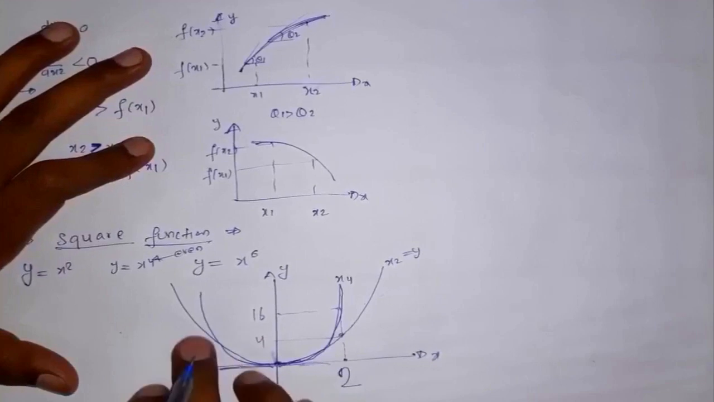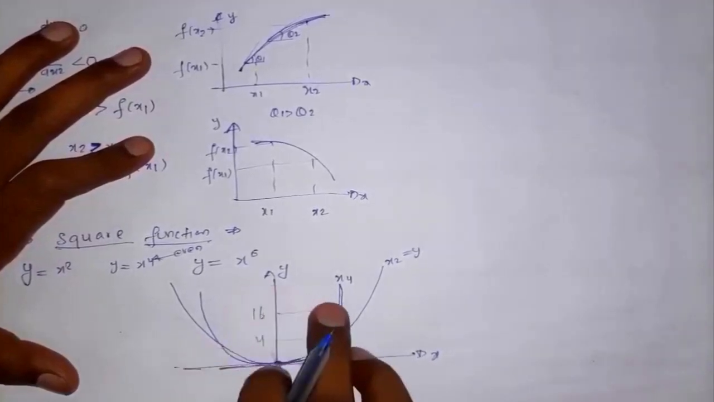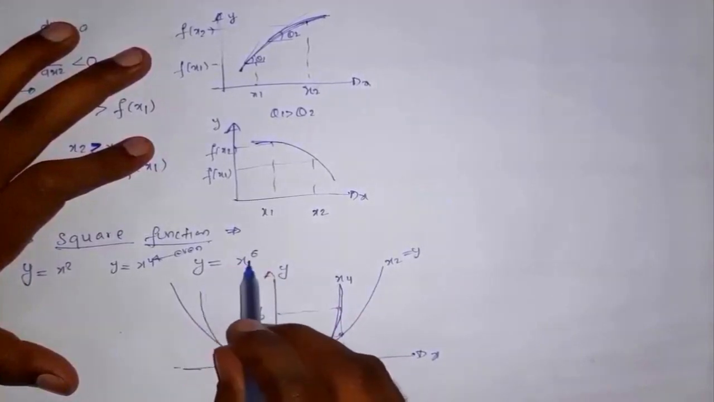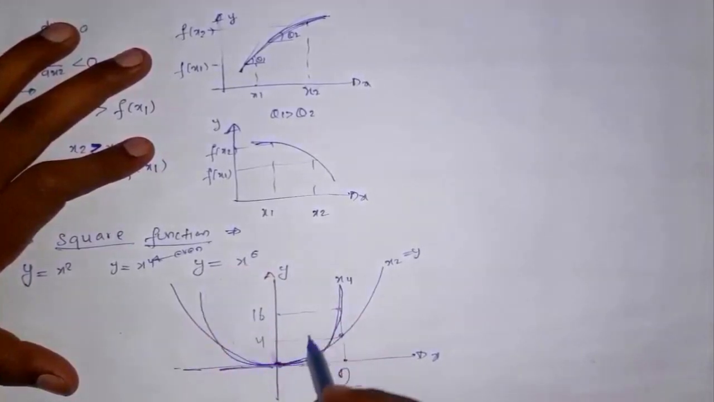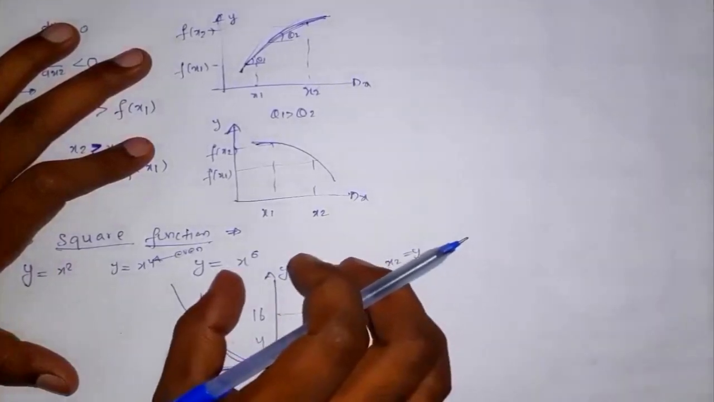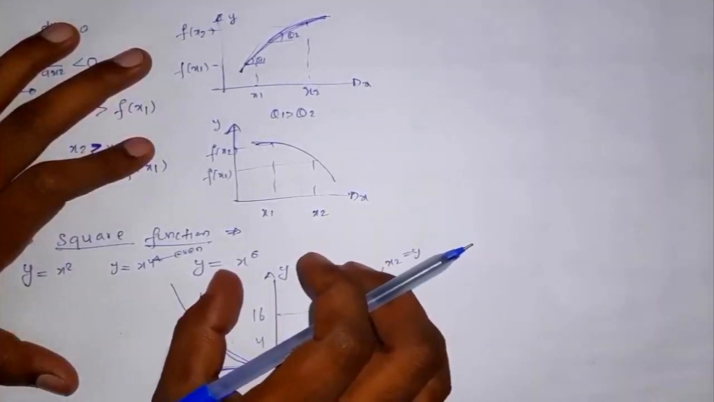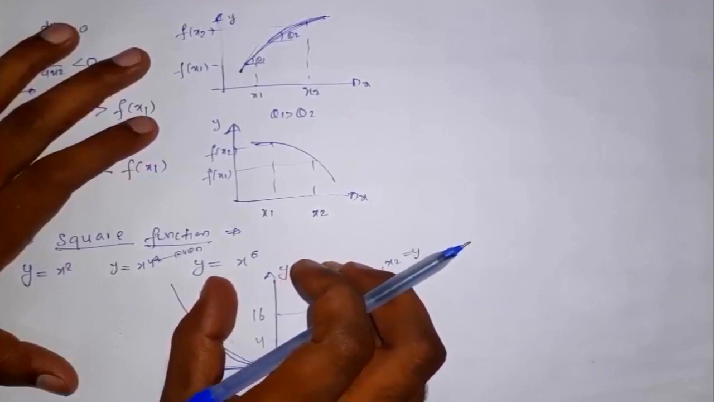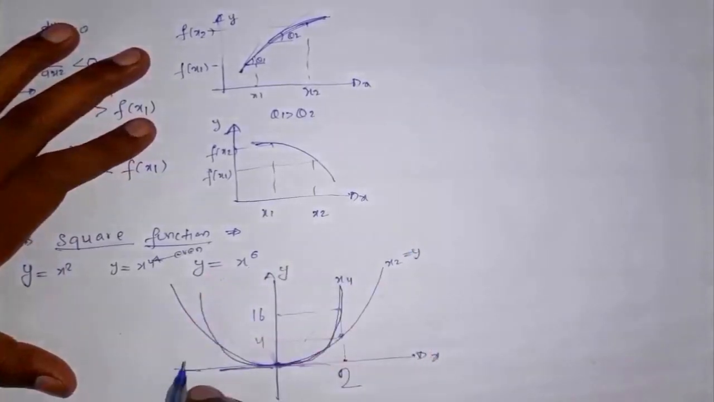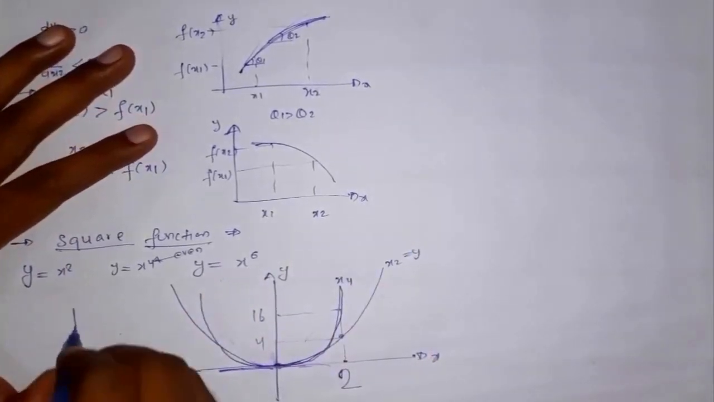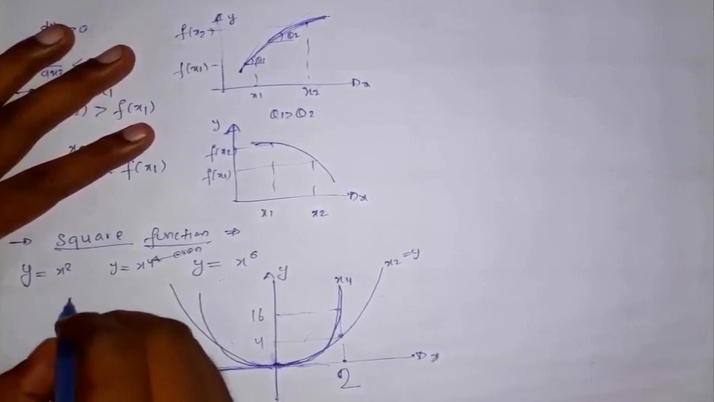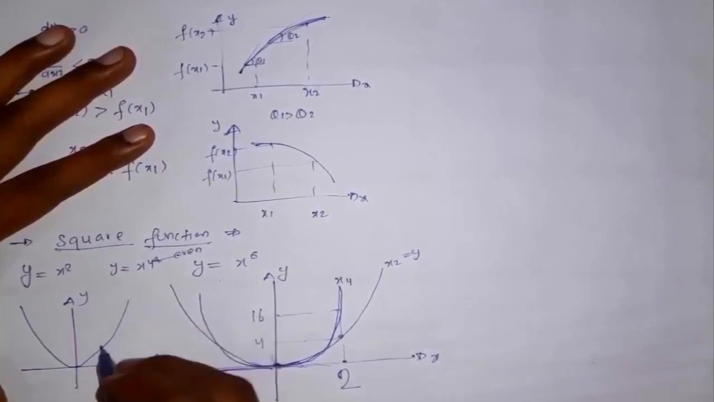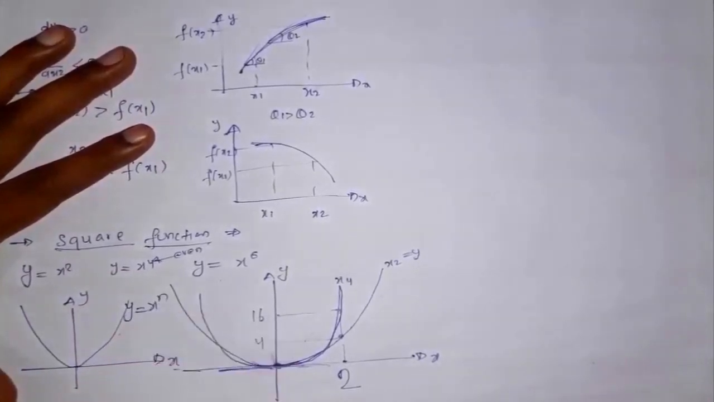So this is the comparison of two functions, x square and x to the power 4. Similarly, we can compare x to the power 4 and x to the power 6. X to the power 6 will be like this. So the opening of the function will converge if we are increasing the power of x. So this is the rough graph of y equals x to the power n, the general graph.